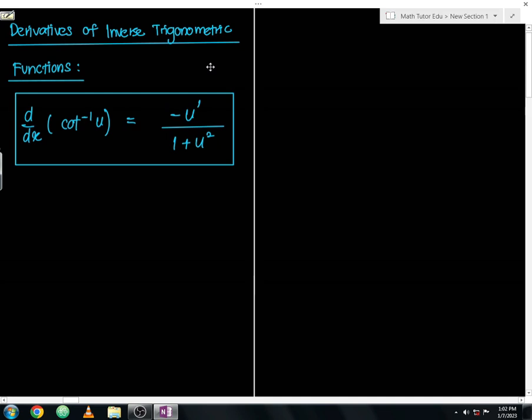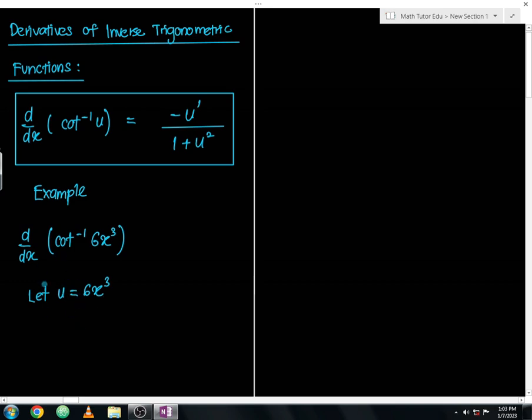Let me discuss one example. Let's say you have cotangent inverse of 6x cubed. How are we going to solve this? Let us take a look one by one. We're going to use the substitution method. We're going to let u equal 6x cubed, and then differentiate the equation.